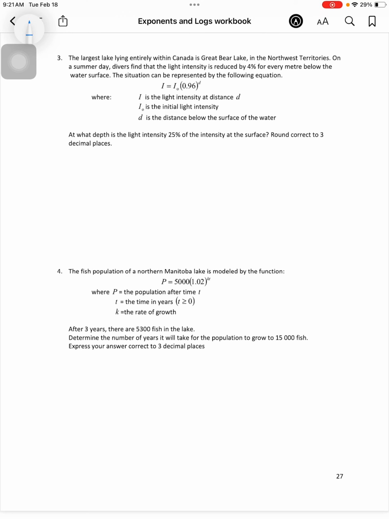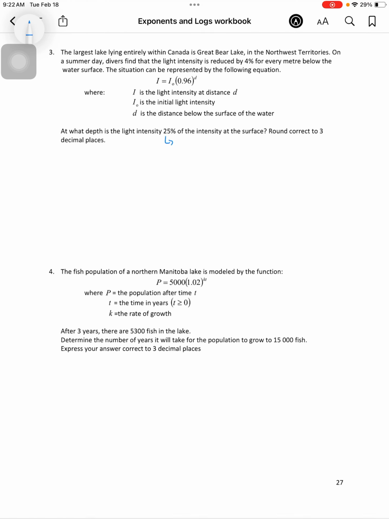So to set this up, before we set it up, we're going to look at our variables, where I is the light intensity at distance d, I0 is the initial light intensity, and d is the distance below the surface of the water. So on the left side, we're looking for the level of light intensity, and we know we have 25%. So I'm just going to convert this to 0.25. So the light intensity we're looking for is 25% of the initial. So you don't actually need a full numeric value of this. You could just write 0.25 times the variable that represents the initial intensity at the surface, which is I0.